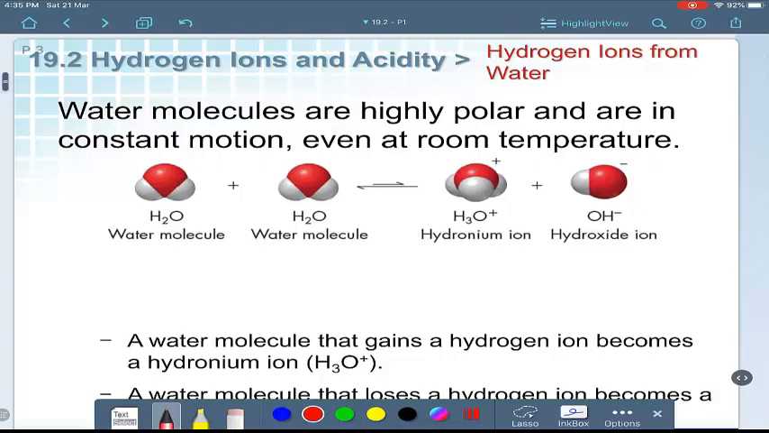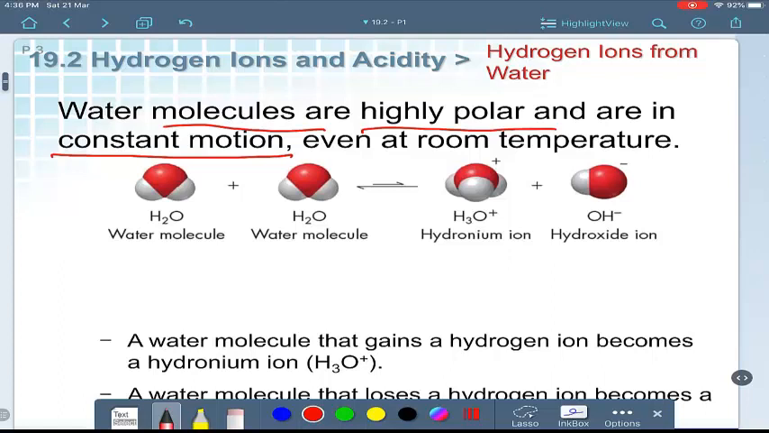You have to know something. The water molecule is a highly polar molecule, and it's in motion all the time. So the molecules of water are highly polar, and they are also in constant motion, even at room temperature. It means if you have some water in a cup, sure, the molecules are in motion.